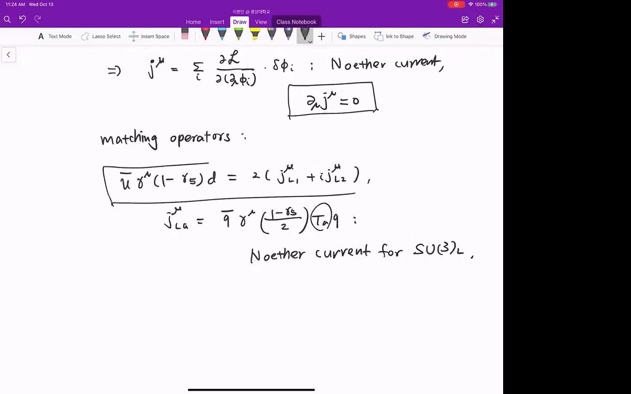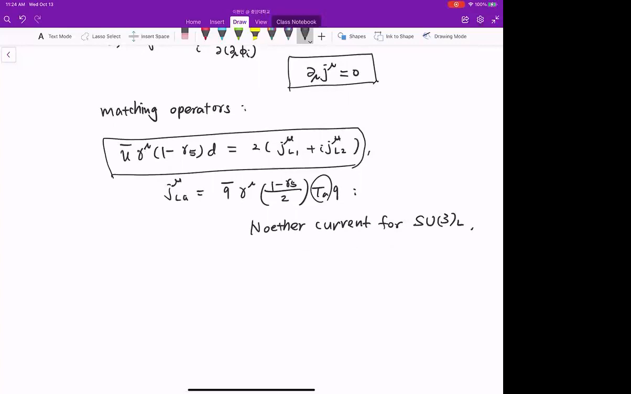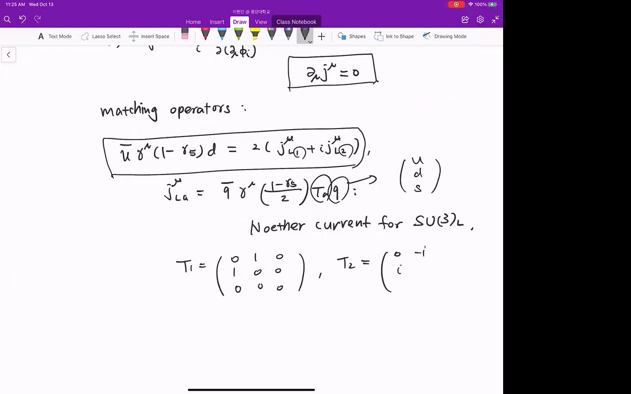This particular combination is given by the sum of the Noether currents. Q stands for u, d, s, a triplet. And remember T^A are the generators in 3x3 matrix form. So T one, the first and second components, and T2. From that, you can show that this is true.